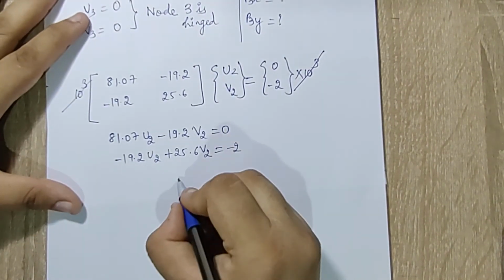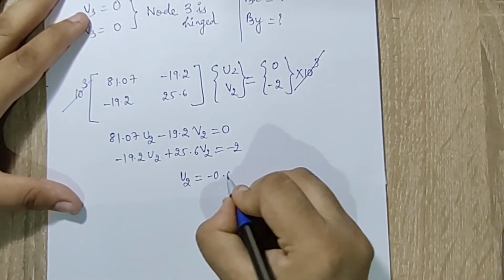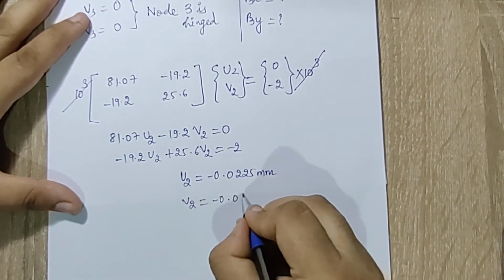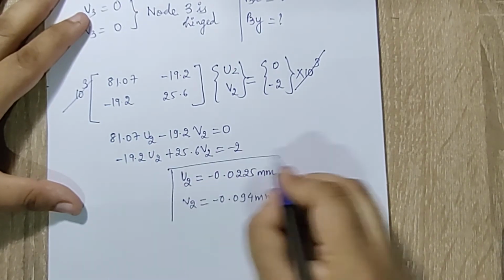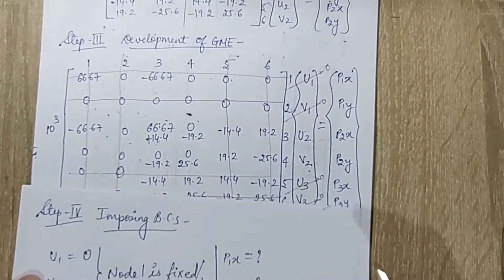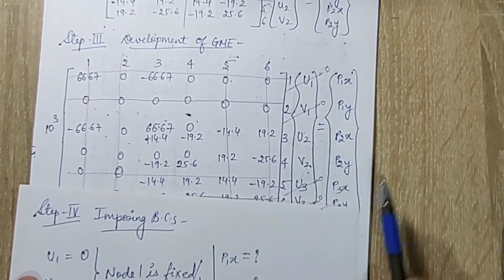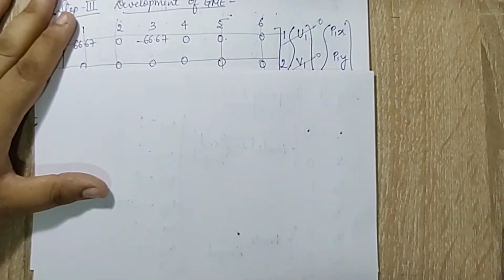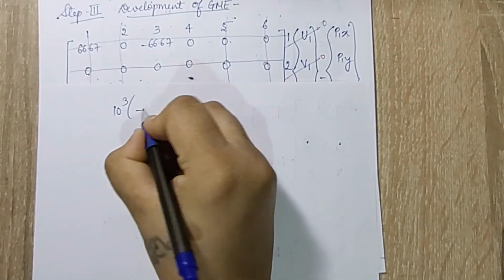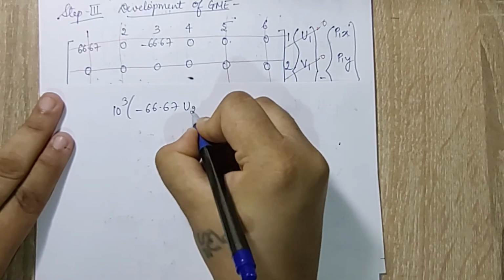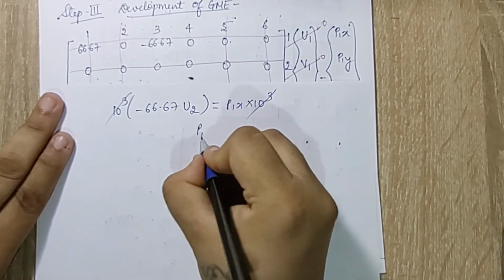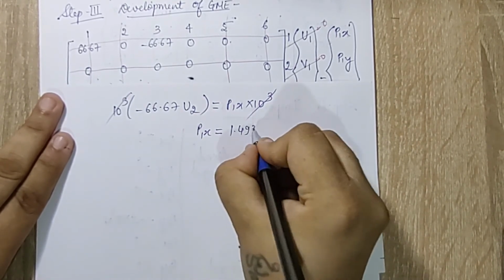When I solve these two simultaneously, I get U2 as minus 0.0225 mm and V2 as minus 0.094 mm. So these are the values of U2, V2. Now I'll go back to my matrix and calculate the values of P1x, P1y, P3x and P3y. Now let's quickly write down the equation. I'll have only this term: 10 raised to 3 times minus 66.67 U2 is equal to P1x into 10 raised to 3. So I get P1x as 1.493 kilonewton.